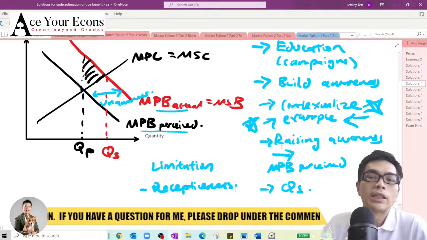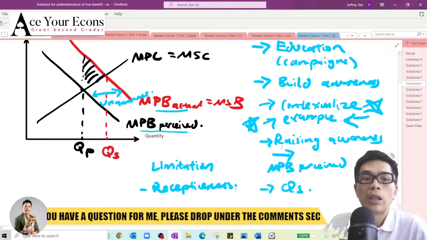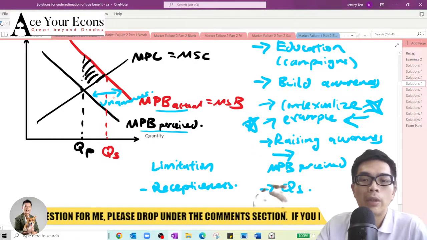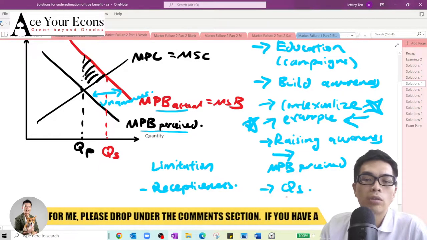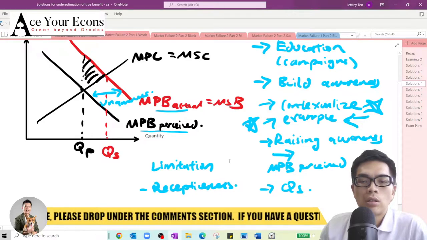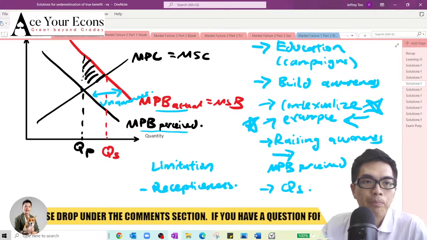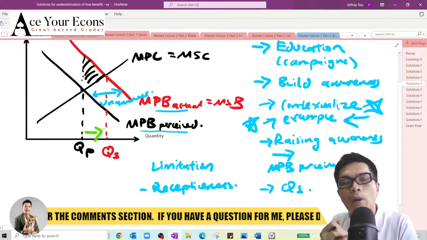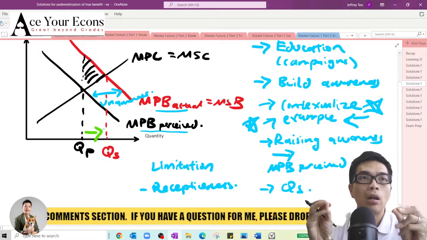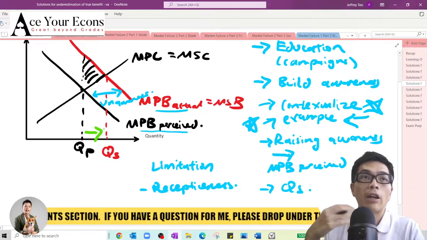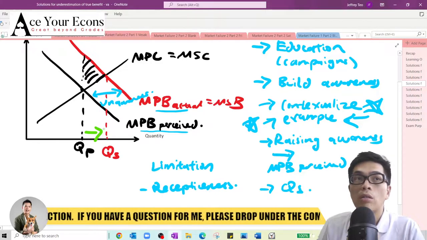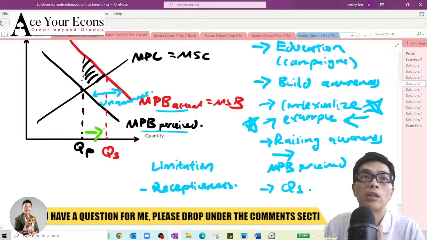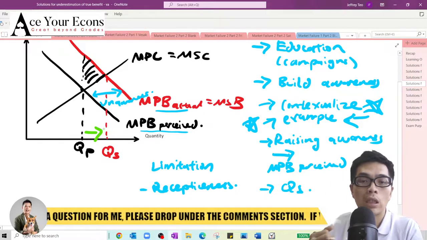So what happens when you run a successful campaign to raise awareness? Then you are going to close the awareness gap, and your MPB perceived will rise all the way to MPB actual. And you will consume at your socially optimal level, QS, down here. Make sure you state the limitation as well. Education-based policies are highly dependent on receptiveness, especially of elderlies. Are they receptive or not? If they're not receptive, then it may take a longer time period for them to gain awareness of the actual benefit of whatever campaign is being run.